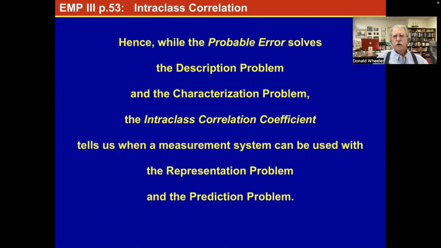So while the probable error solves the description problem and the characterization problem by giving us an absolute characterization of how good the measurements are, the interclass correlation gives us a relative measure of utility. It tells us when a measurement system can be used with representation and prediction.